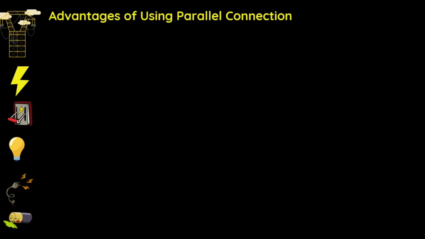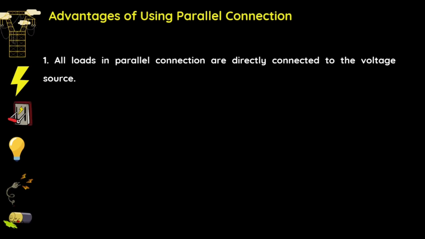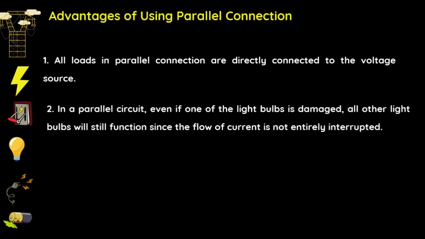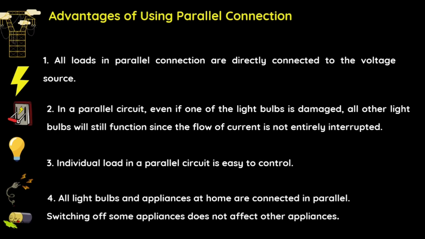Advantages of using parallel connection. Number 1. All loads in parallel connection are directly connected to the voltage source. 2. In a parallel circuit, even if one of the light bulbs is damaged, all other light bulbs will still function since the flow of current is not entirely interrupted. Number 3. Individual load in a parallel circuit is easy to control. And number 4. All light bulbs and appliances at home are connected in parallel. Switching off some appliances does not affect other appliances.